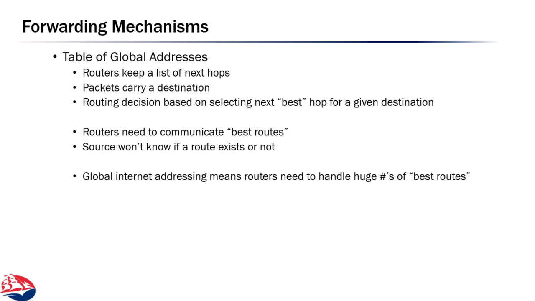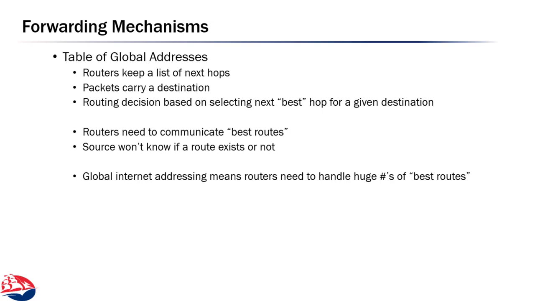And finally, what we could do is look at a table of global addresses. In this scheme, we have general rules for how to get to the next hops. We make our routing decision based on selecting the next best hop for a given destination at some given point in time. If we allow those routes to dynamically update based on network conditions, then as the global internet changes state, the paths between routers tend to change. For instance, a router link might have gone down. Remember the backhoe? Somebody dug up a line and now we're not talking on those connections anymore. So now we have to find a different route around a dead line.